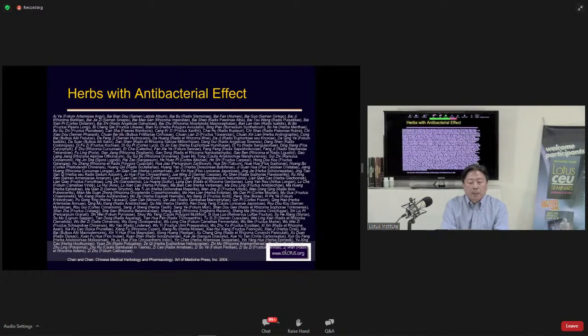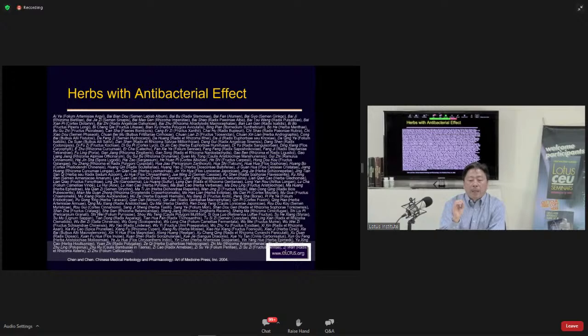These are just some examples of Chinese herbs that have antibacterial effect. And this is actually one of my favorite slides. The reason is not because I want you to all write this down. The reason is because my point with this slide is to show you that there are many, many, many Chinese herbs that have significant antibacterial effect. Most of these are heat-clearing herbs, but not all of them. There are herbs in other chapters that are not heat-clearing herbs that do have a secondary or tertiary effect that is a good antibacterial effect.